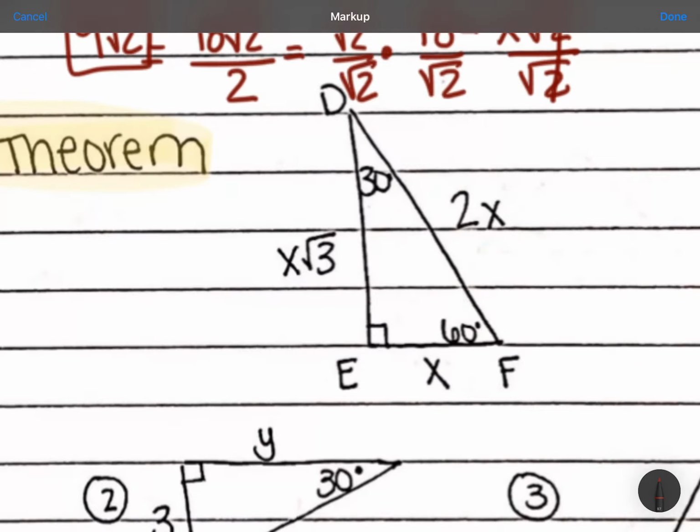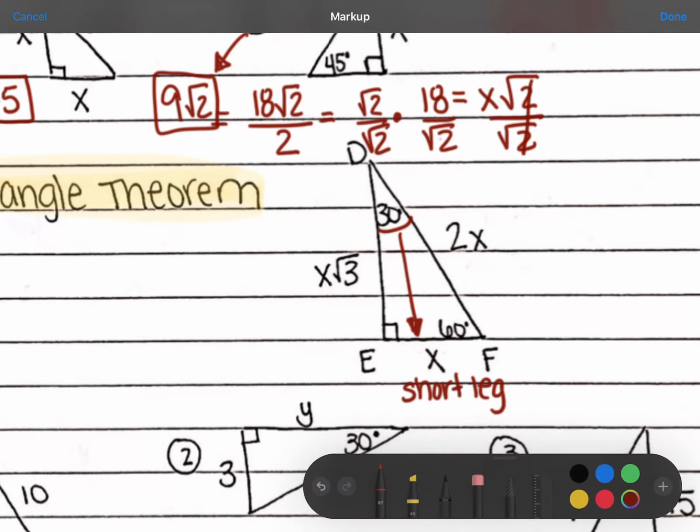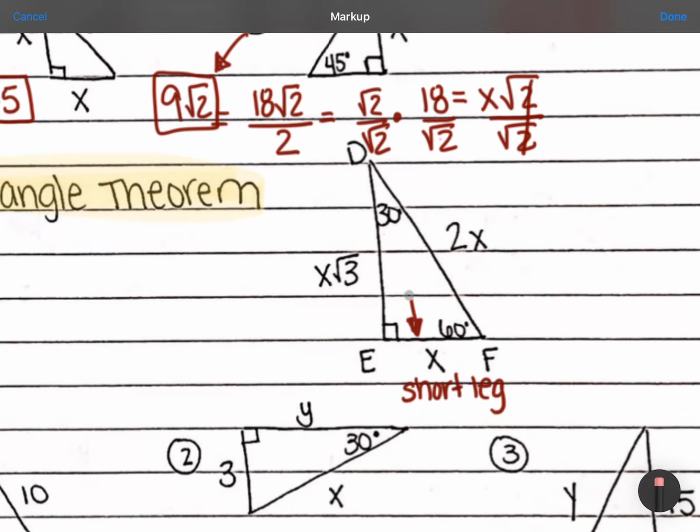And what we have is what's called a short leg, and that is across from the smallest angle. So across from the smallest angle, the 30 degrees, I have what's called the short leg. Okay? And then across from the bigger angle, not the 90 degrees, but the 60 degrees, I have what's called the long leg.